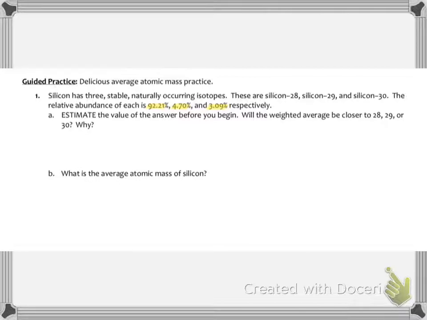Before we actually calculate the weighted average, the average atomic mass, I want to know, is that going to be closer to 28, 29, or 30? And why? You should totally try to answer this question, and then when you're ready to check your answer, unpause the video. In this case, we should predict that the average atomic mass will be closer to 28 because silicon 28 has the largest percent abundance by far, right? 92%. That's the vast majority of naturally occurring silicon.